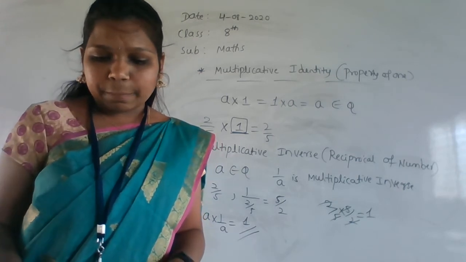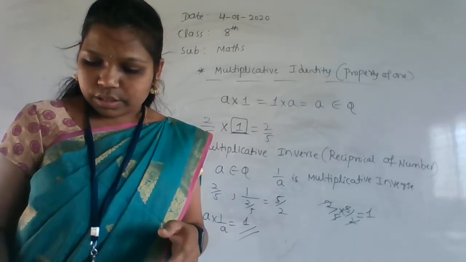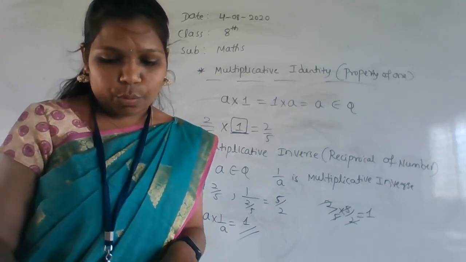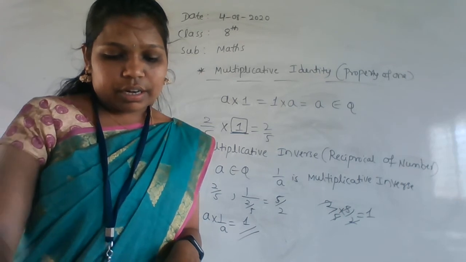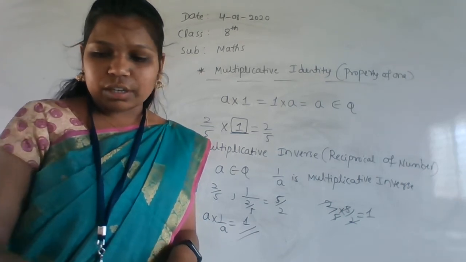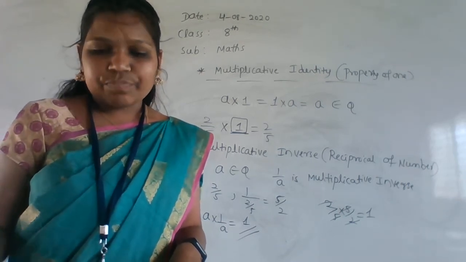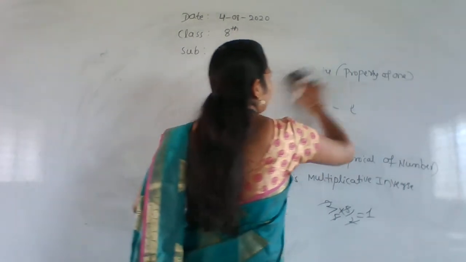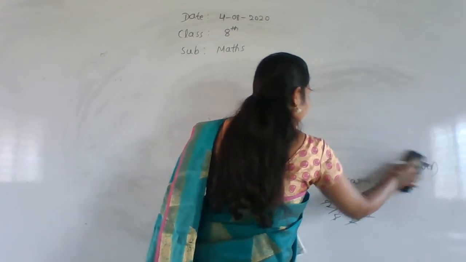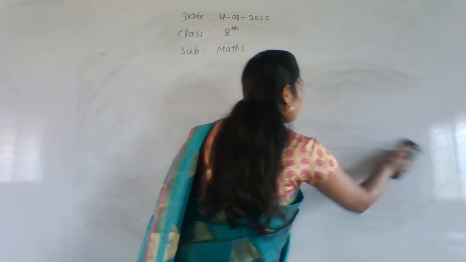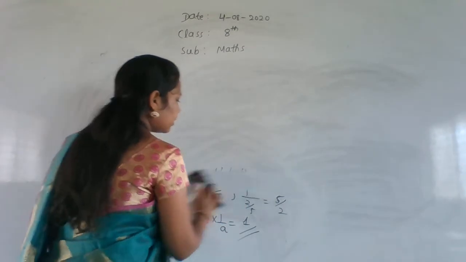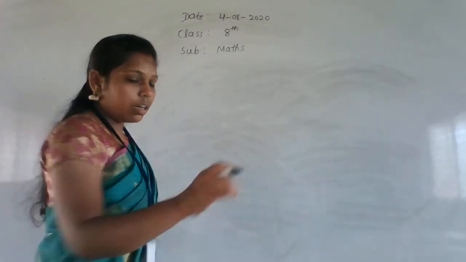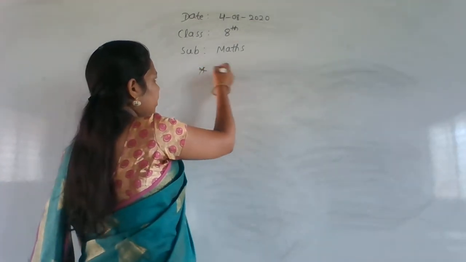Next we'll move on to... wait, one more is given here: the distributive property of multiplication over addition. We'll study that also. I thought they didn't give the distributive property, but they have. In 7th standard they didn't mention the distributive property, but for 8th standard they mention it here. Okay, we'll study this 6th property.